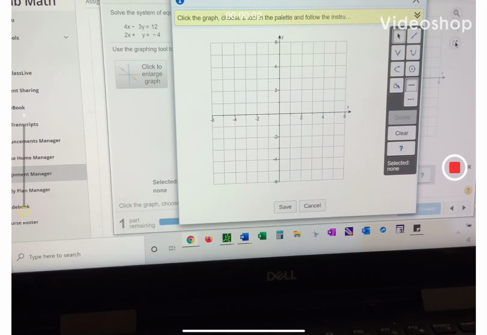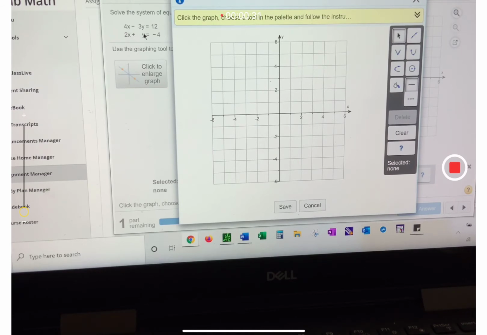Okay, I'm going to show how to graph on MyMathLab, the technique itself of graphing. As you can see, we have a system of equations: 4x minus 3y is equal to 12. If you simplify, you are going to get y is equal to 4 over 3x minus 4.